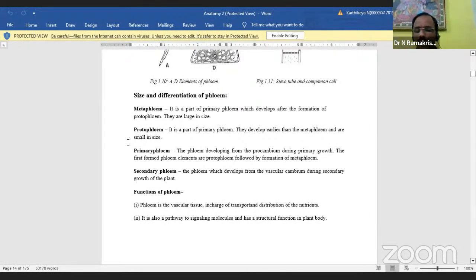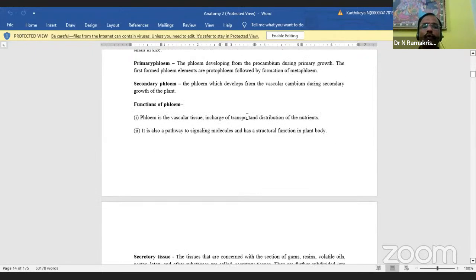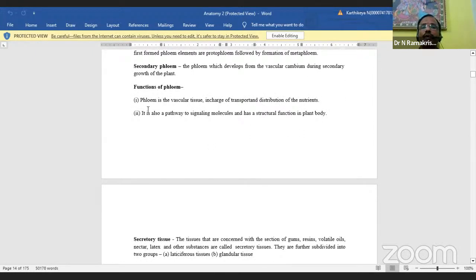Next two. So already you know very well what the main function of phloem is. This is in vascular tissues, for transport and distribution of all the food materials. The next one, here now you see. So what is the variation between the primary phloem and secondary phloem?